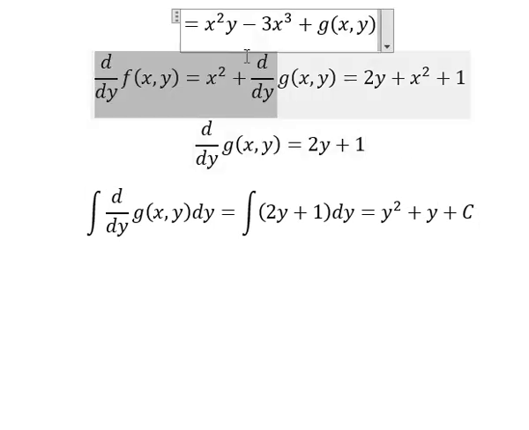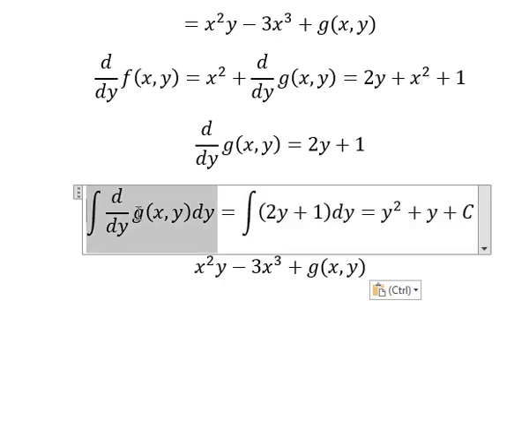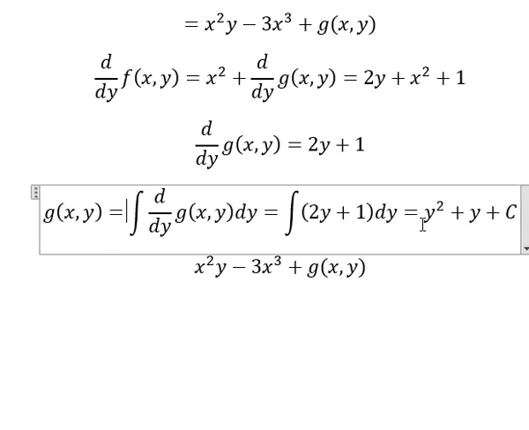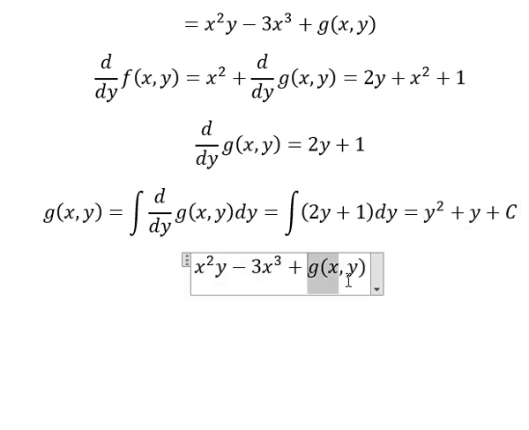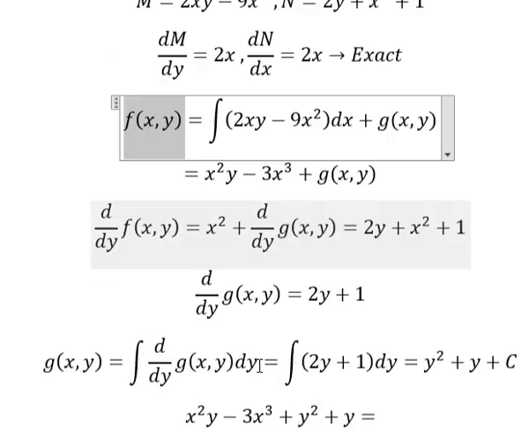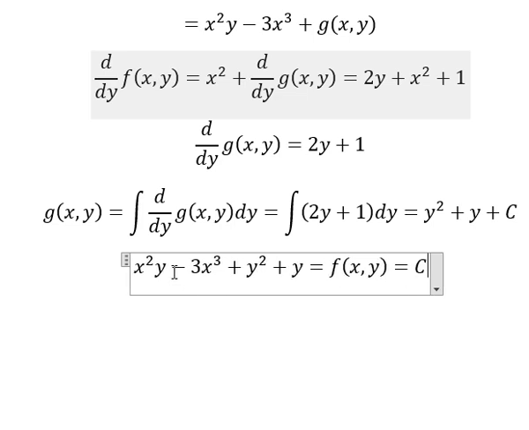So we go back in here. The integration of this one is 3xy. 3xy equals this one. And we know that this one equals f(x,y). f(x,y) equals c. And now we can simplify like this.